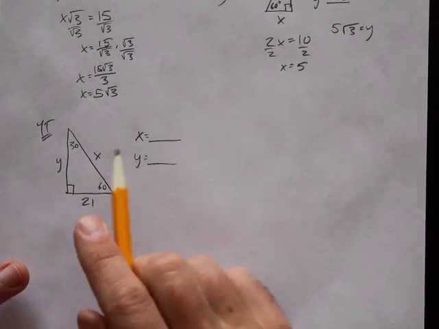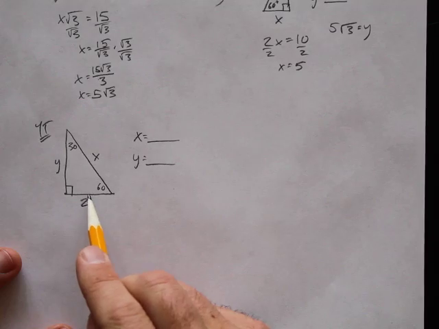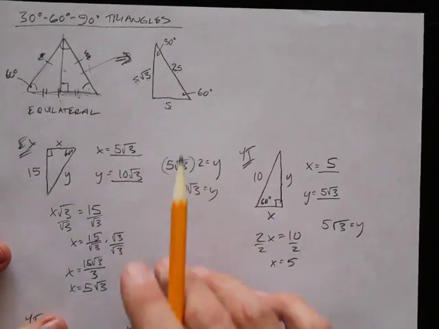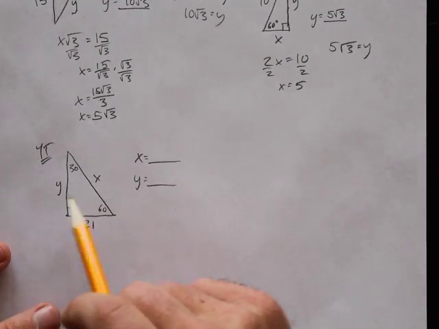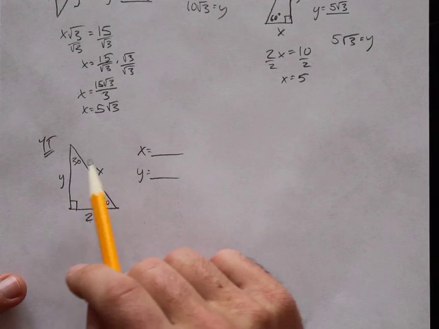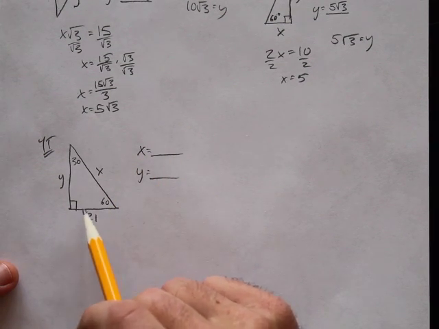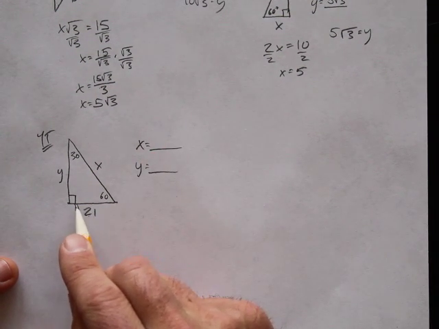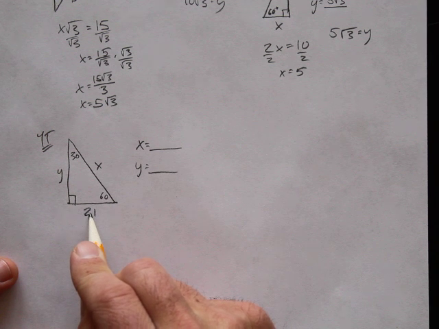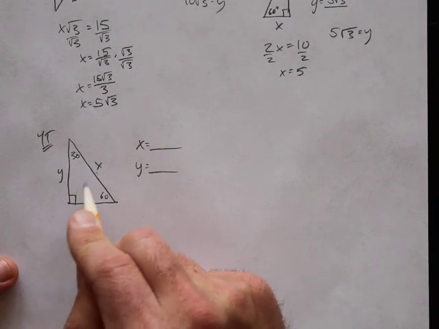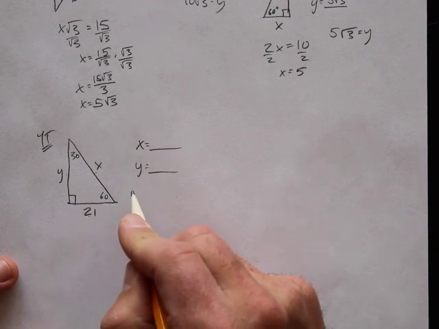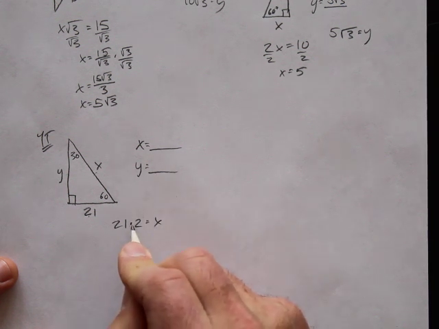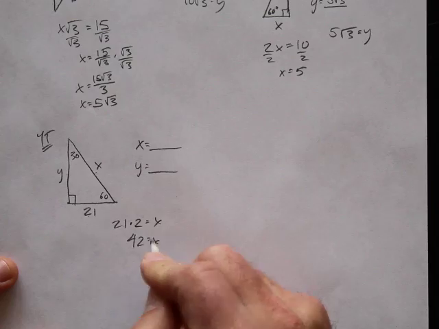All right, welcome back. So here is my s value, right? This is the smaller side. That's where all of the answers for solving a 30, 60, 90 triangle start. This is the easiest place to start, right? So if this is the smaller side, twice the smaller side gets me the hypotenuse. And the hypotenuse is the one that's across from the 90-degree angle. So that means 21 times 2 equals X. So 21 times 2 is 42 equals X.